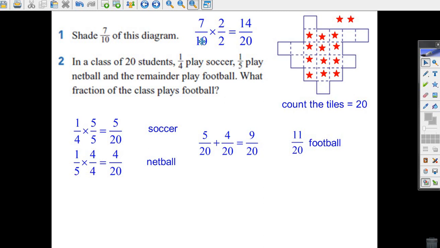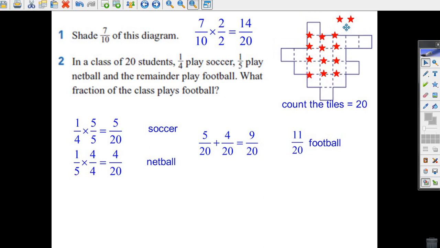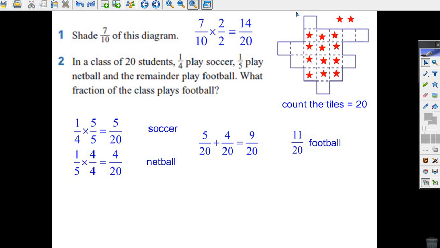So all I do is 10 times 2 is 20, so I have to multiply the top. That's an important idea. If I multiply the top and bottom of a fraction by the same number, I create exactly the same ratio, the same fraction. So 14 out of 20. Well, there's 12 that I would shade in, and then I would shade in 2 more. It doesn't matter which 2 we choose. There's 14 out of 20 shaded.